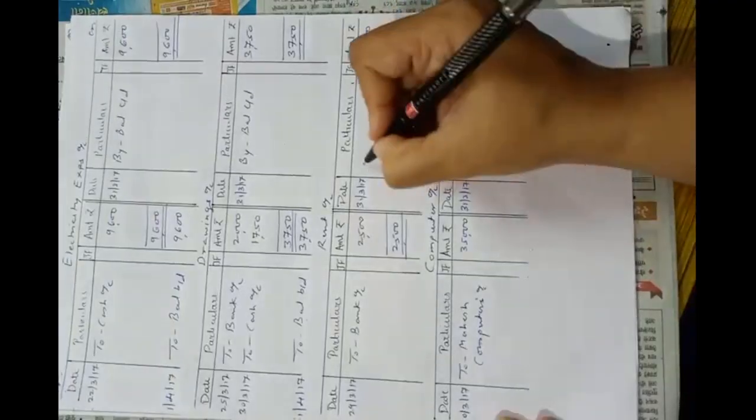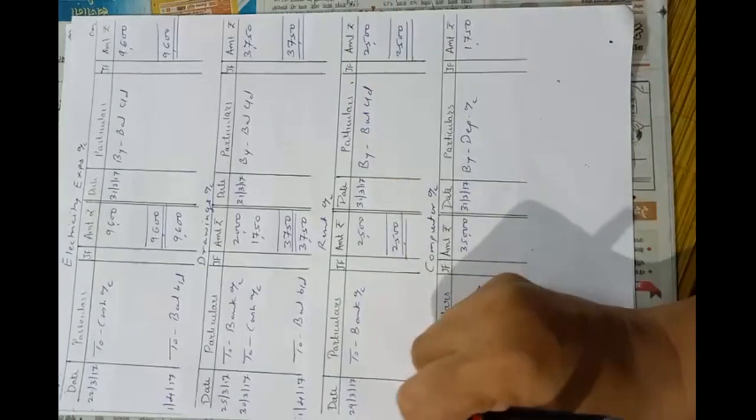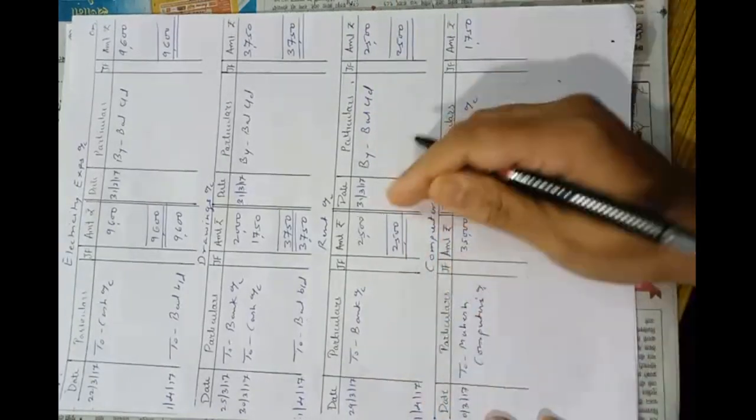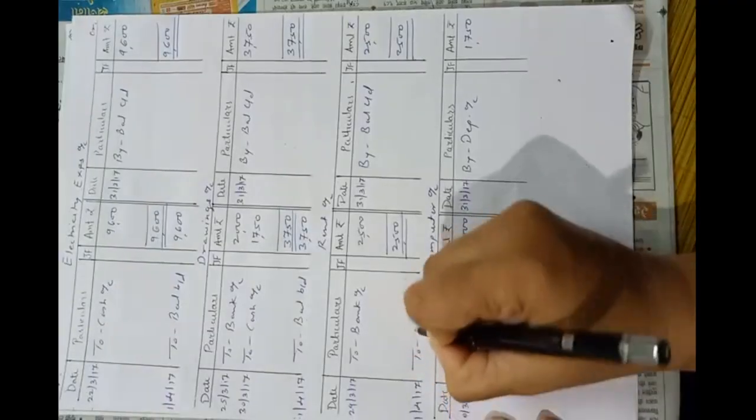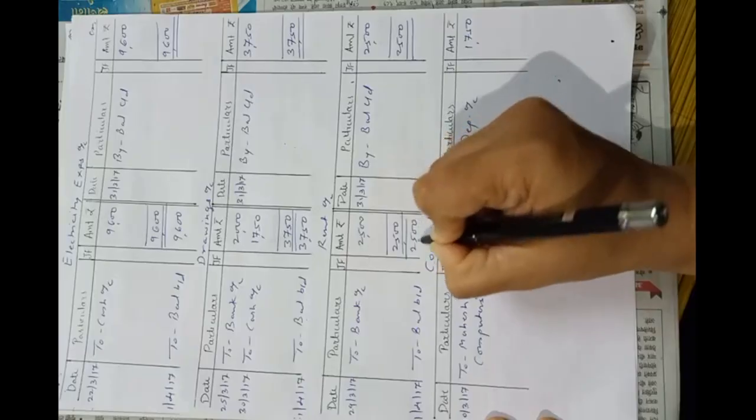On 31st March 17 by balance carried down, on 1st April below the total to balance brought down 2500.